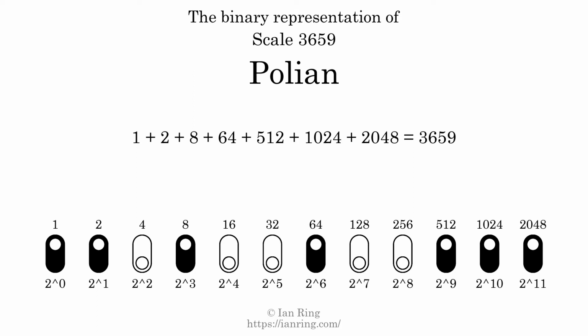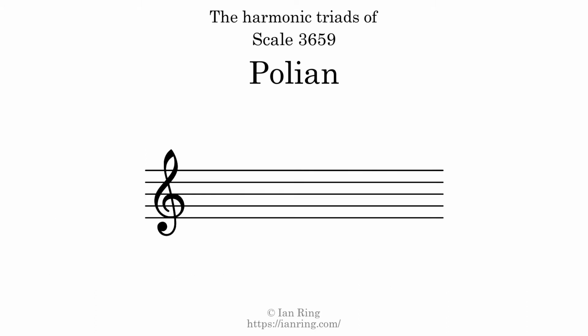3659. The scale number not only enumerates the scale with a unique index, but it also literally describes the tonal content of the scale. Represented as a binary number in base 2, the scale number is 111001001011. Here are the harmonic triads present in this scale.